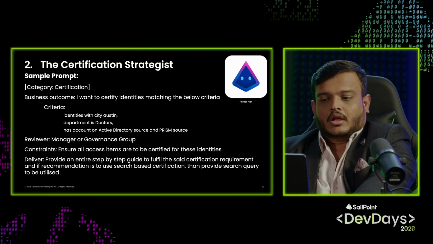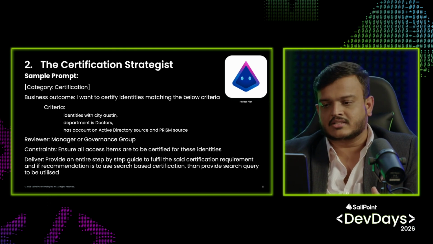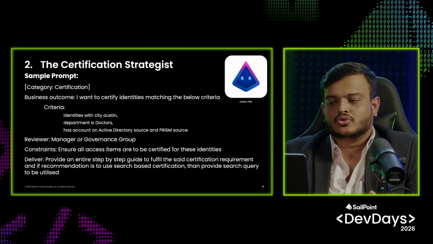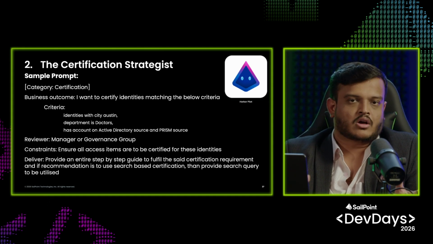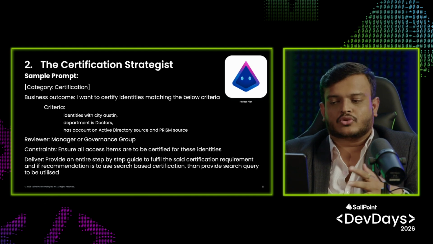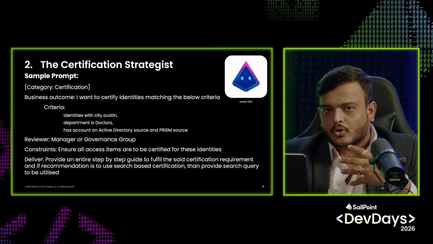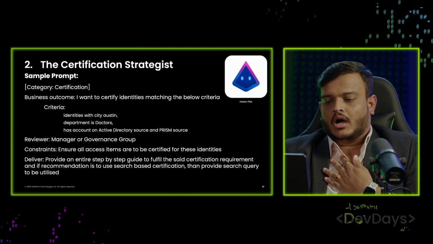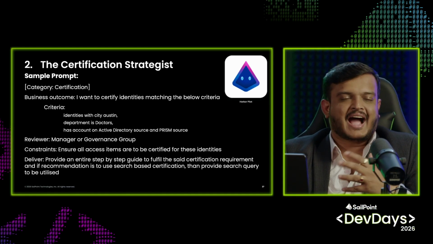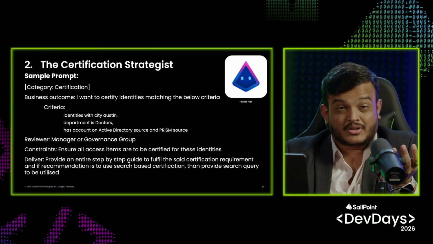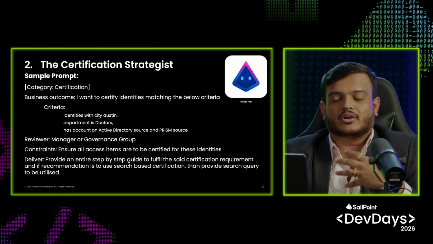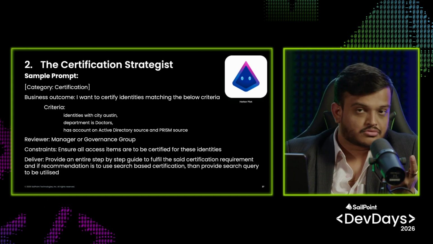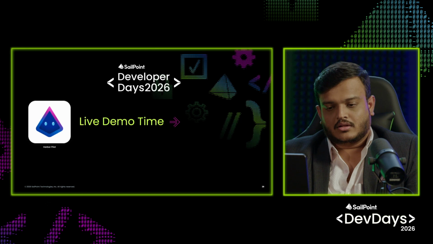So in this example, what we have taken is the goal was to create a very specific campaign. Again, we took the same doctors in Austin example. The prompt is asking for a full guide and query to make it happen. It might provide you a 10-step guide, and most importantly, it's going to generate the exact search query based on the certification which you choose to get it done.